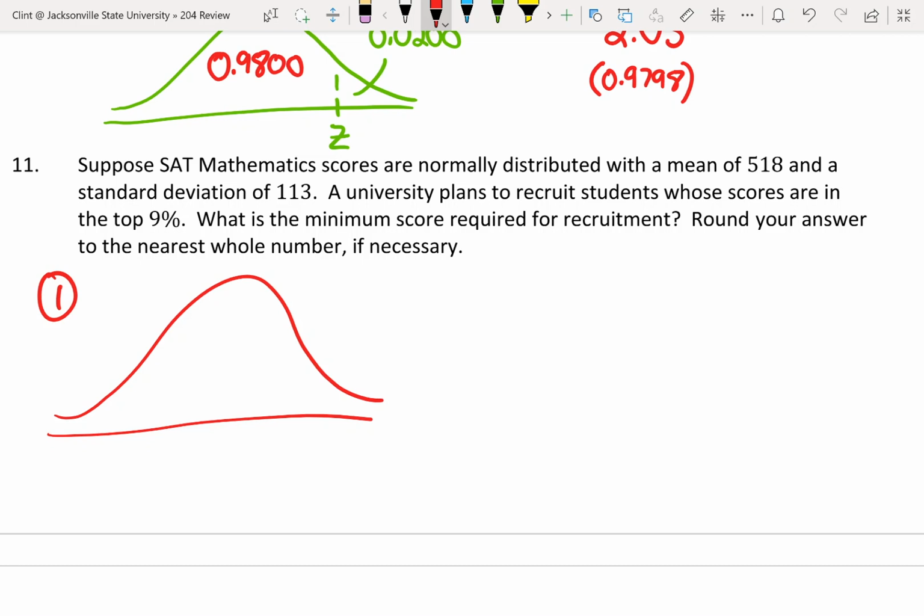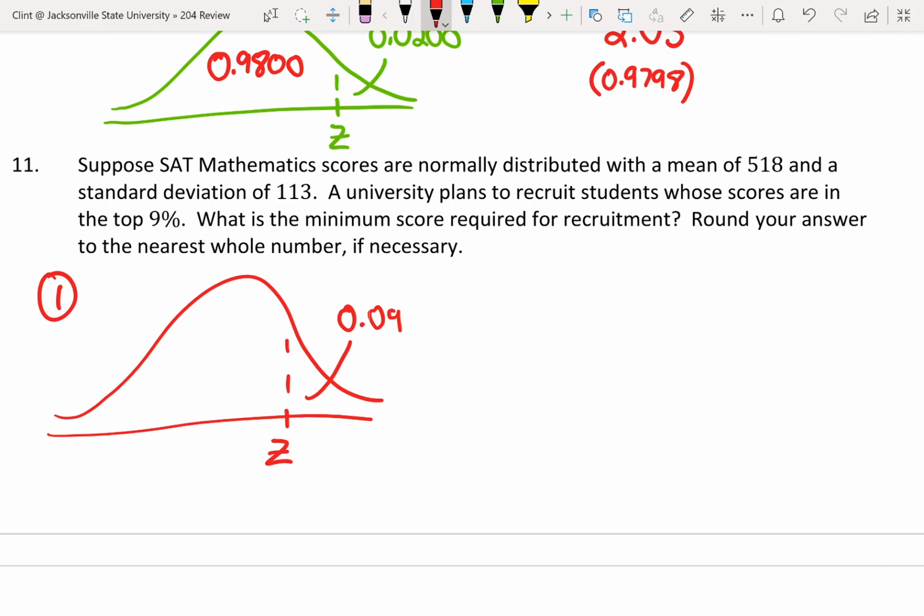So top 9%, what does that mean as far as area under the curve? We want 9% of the area to be which way? To the right. Yeah, percentile means to the left. Top percentage means to the right. So we want to find a Z value that has 9%, or 0.09, of the area under the curve to its right.